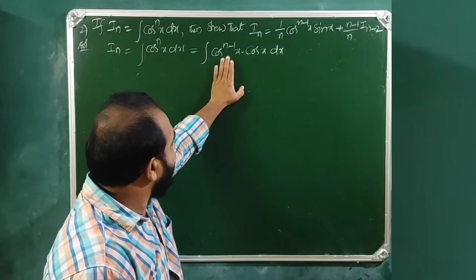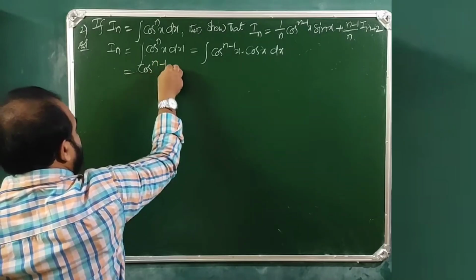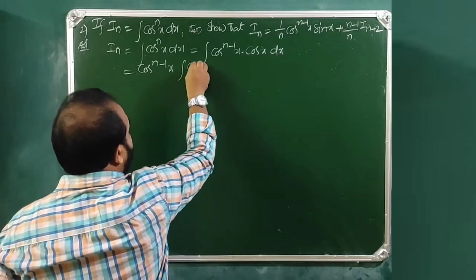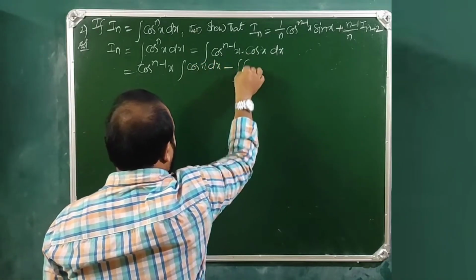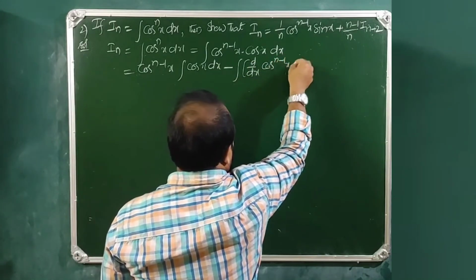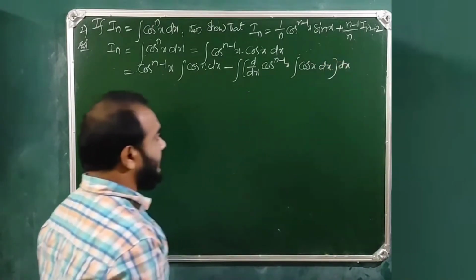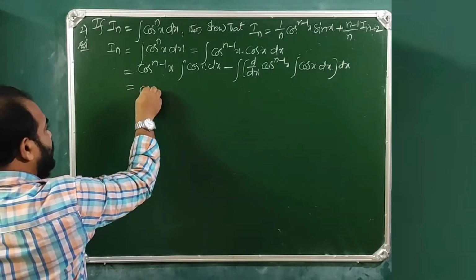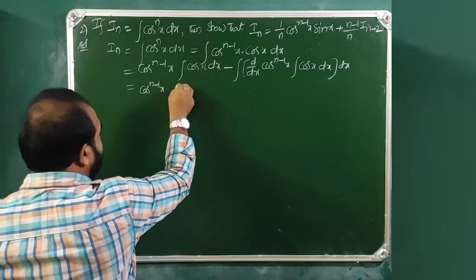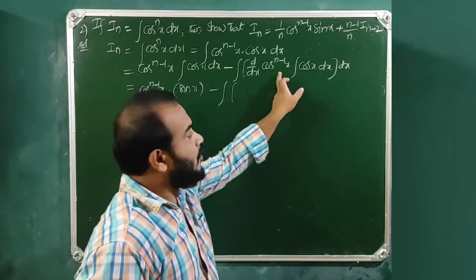So let us take this to be f of x and this is g of x. Let us take this to be the first function. First function into integral of second function dx, minus integral of d by dx of first function into integral of second function dx, whole dx. So this is equal to cos power n minus 1x. Integral cos x dx is sin x, minus d by dx of cos power n minus 1x.